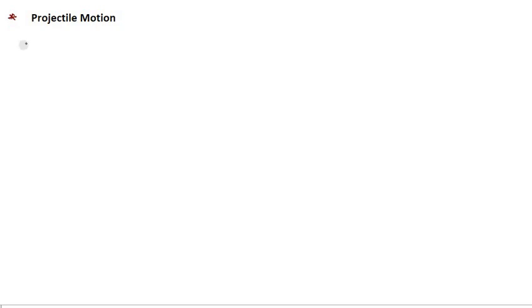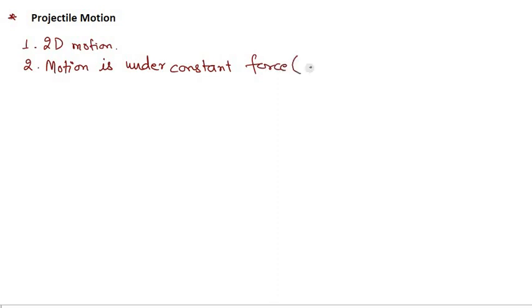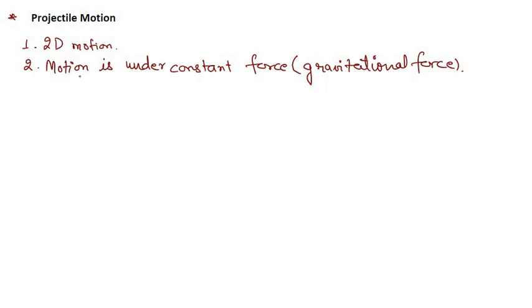A few things I wish to comment on. First, it is a two-dimensional motion, or a planar motion. Second, it is motion under a constant force, and that constant force here is gravity, the gravitational force. From the general theory of this type of motion, we know there is some force, let's say F, and that is constant.